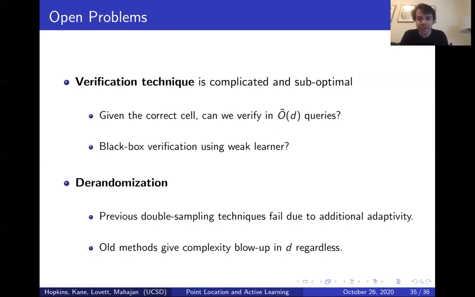Our algorithm is randomized. Previous de-randomization techniques fail, and they actually also have a little bit of blow up. And so it's very open how you would de-randomize this and get a deterministic algorithm for point location. And that's everything. Thanks.